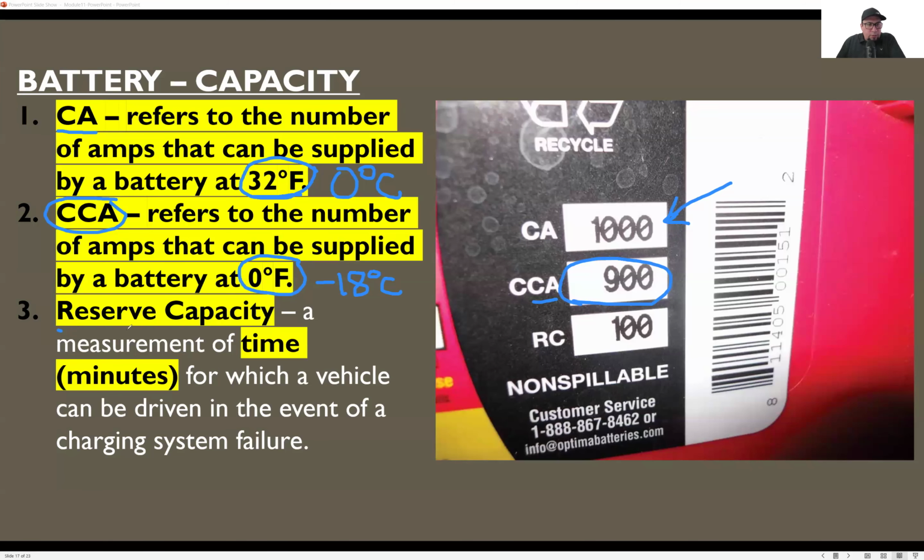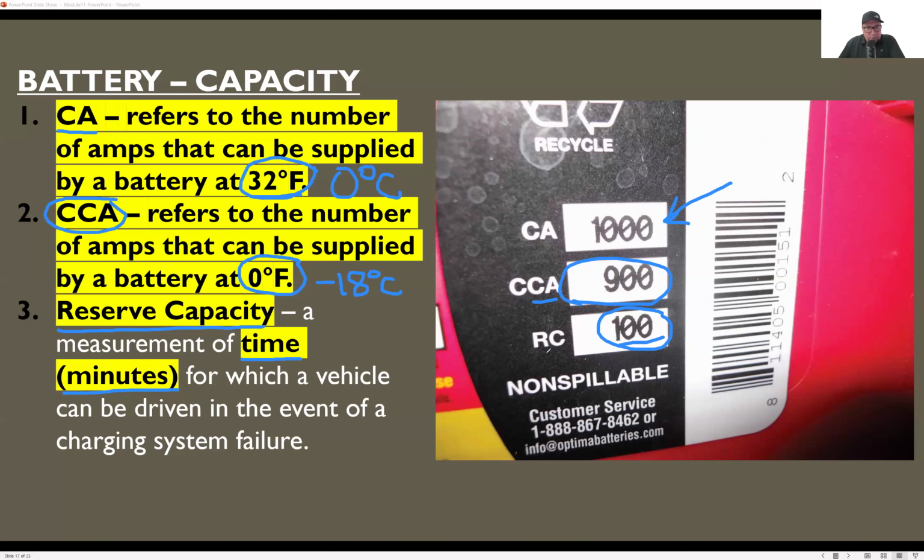The last rating is your reserve capacity. Reserve capacity has to do with time, in minutes. What this means is that if you're driving down the road and all of a sudden your alternator breaks, you have an engine failure, some sort of failure that destroys your alternator, and your battery is the only thing powering your vehicle, the RC, or reserve capacity, means that you're going to have roughly 100 minutes in this instance.